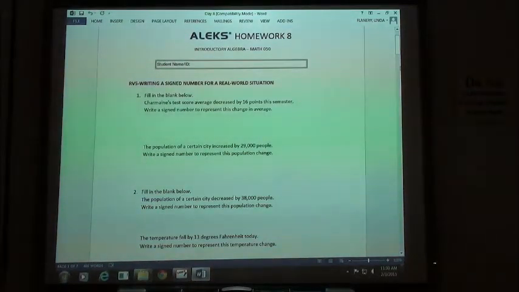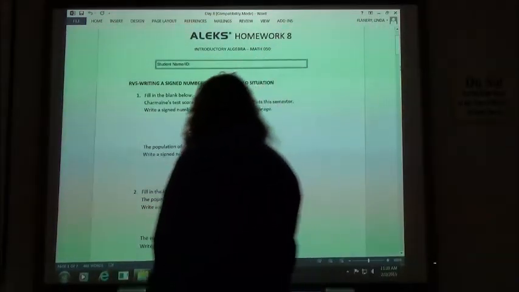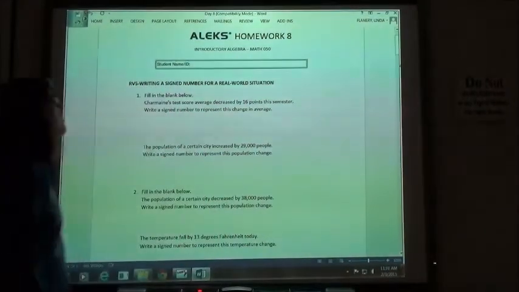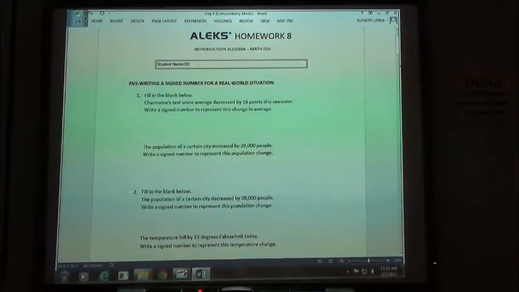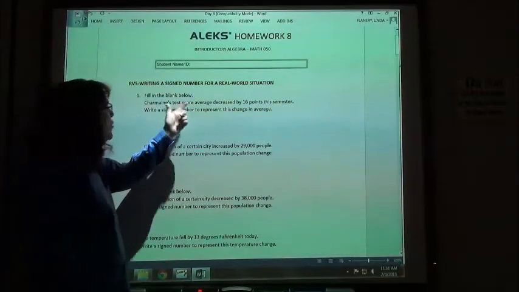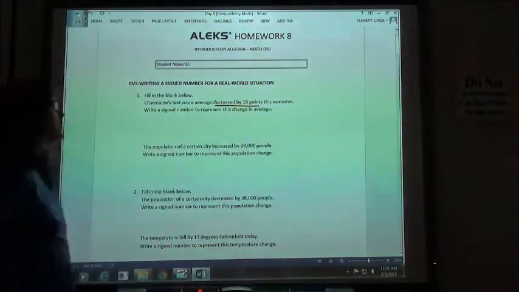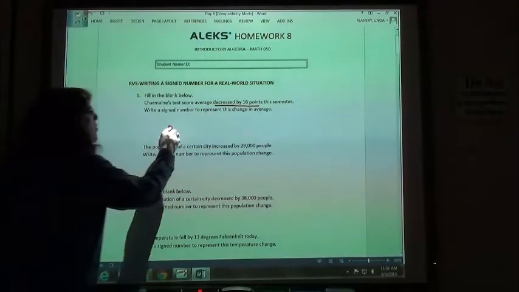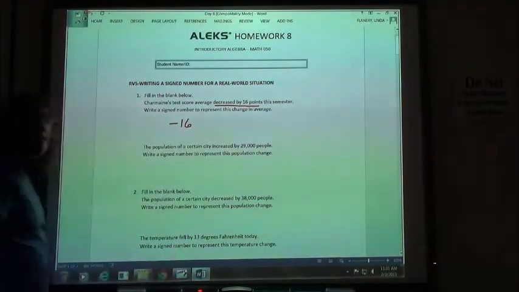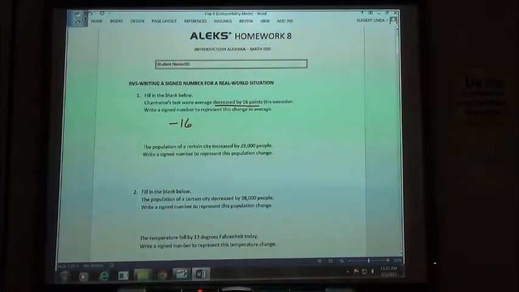All right, Introductory Algebra Homework 8. Writing a signed number for a real-world situation. Here they just want you to either write a negative number or the positive number, which doesn't need the sign, to represent what happened. Charmaine's test score average decreased by 16 points this semester. Since it decreased, we're going to write it as a negative 16. It went down by 16 points.